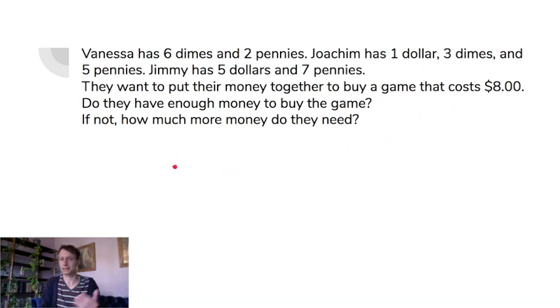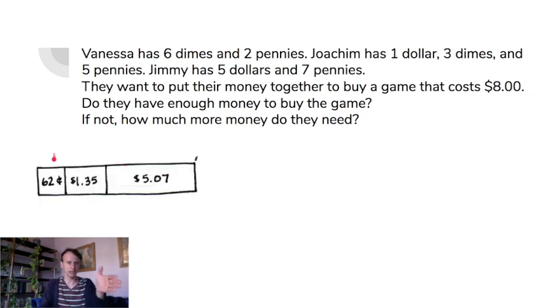I bring it up because when we go to draw our tape diagram, we're going to keep that in mind. So here are their respective amounts. Vanessa's 62 cents, Joaquim's $1.35, the 3 dimes and 5 pennies, and Jimmy Boy with his $5, 7 pennies. Okay, and we're putting all that together.